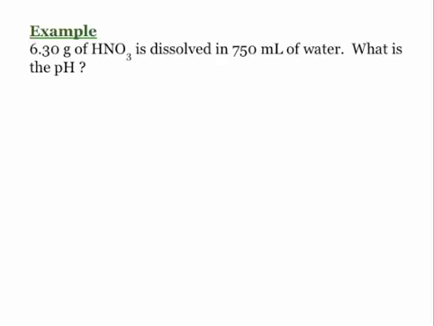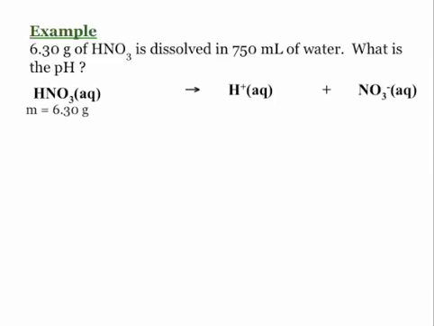Here's an example. 6.3 grams of HNO3 is dissolved in 750 milliliters of water. What is the new pH? Well, I know that this is the ionization equation that forms. I know my mass, molar mass, and volume. I need to figure out the number of moles. What I need to figure out is the concentration of hydronium ions.